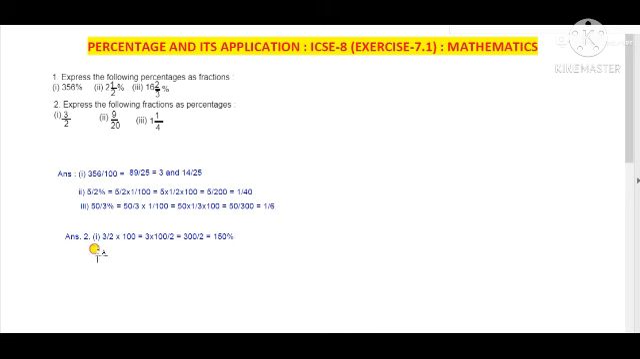Number 2: 9 by 20. We have to convert this fraction into percentage. 9 by 20 multiplied by 100 is equal to 9 into 100 divided by 20, is equal to 900 divided by 20, which is 45, that is 45%.